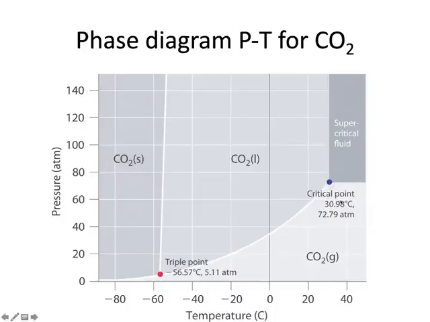So here you see the critical point. Here you can read the temperature on this axis, that's 30.98, and you read the pressure of the critical point on this axis, 72.79. And the other unique point, as I said, is the triple point at 5 atmospheres and minus 56 degrees Celsius.